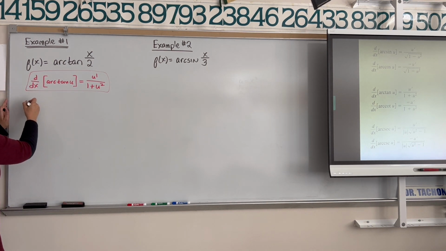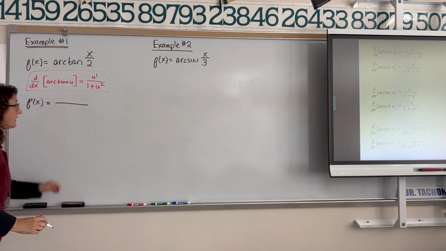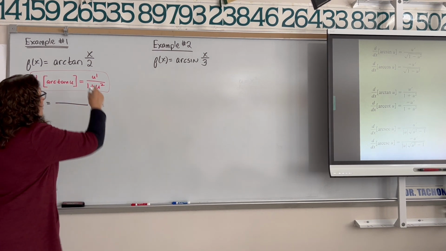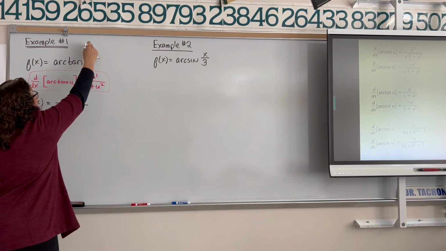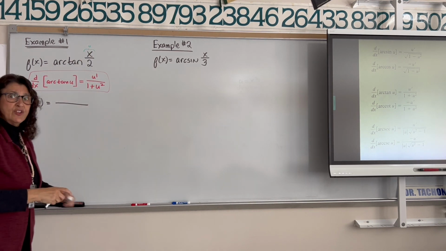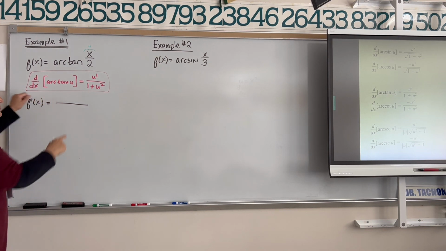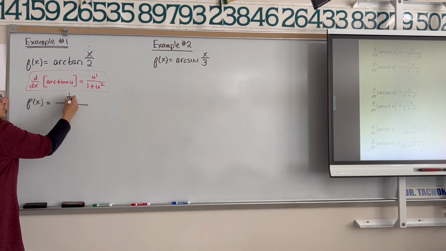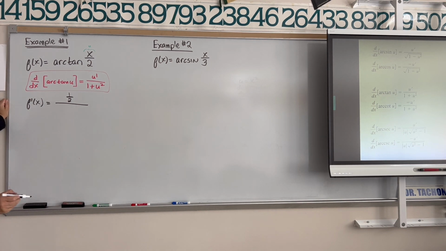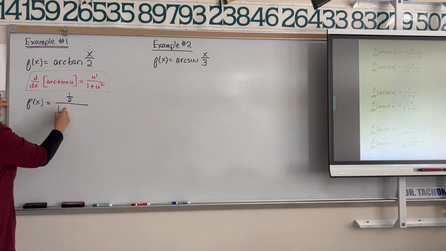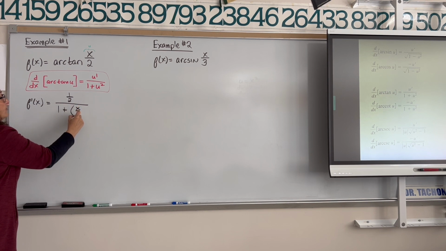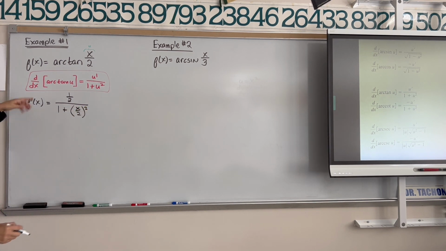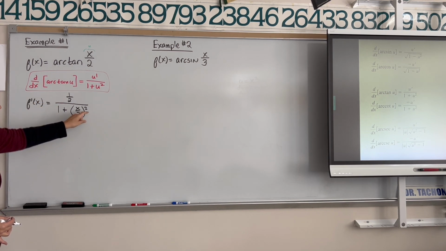So what is our derivative f prime of x for this problem? Well, our u quantity is right here, and it is x over 2. What is the derivative of x over 2? I need it for the numerator. The derivative of x over 2 is 1/2, okay? And that goes over 1 plus that quantity u, which is x over 2, and you want to square that quantity. So for arctangent x over 2, the derivative looks like u prime over 1 plus u squared.